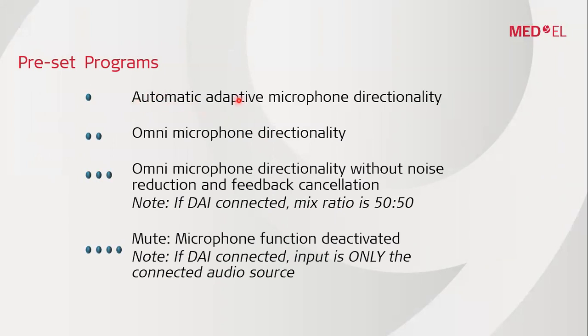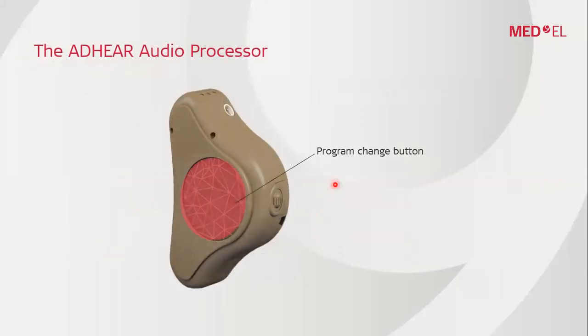The first program on the ADHEAR is the adaptive directionality program, as the ADHEAR has dual microphones. The second program is an omnidirectional program, so the ADHEAR treats the sound equally from all directions. The third program is when you connect any direct audio source to the ADHEAR. In the third program, the ADHEAR will take 50% of the sound from its microphones and the other 50% from the direct audio input. In the last program, the ADHEAR mutes the microphone of the processor completely and picks the sound signal from the connected audio source. So how do you change between these programs? By this program change button.